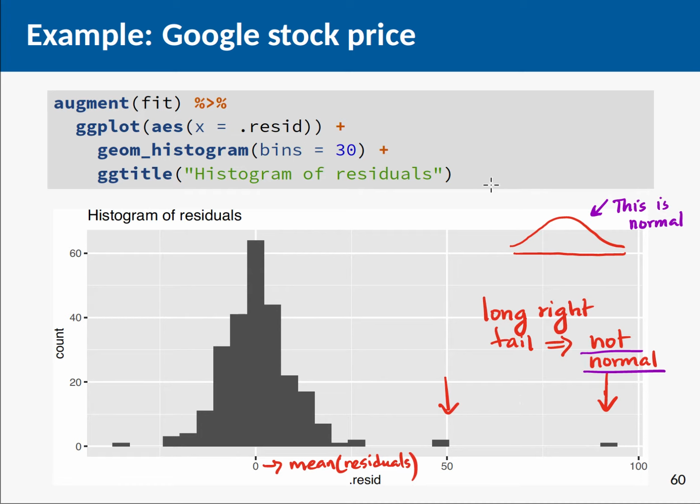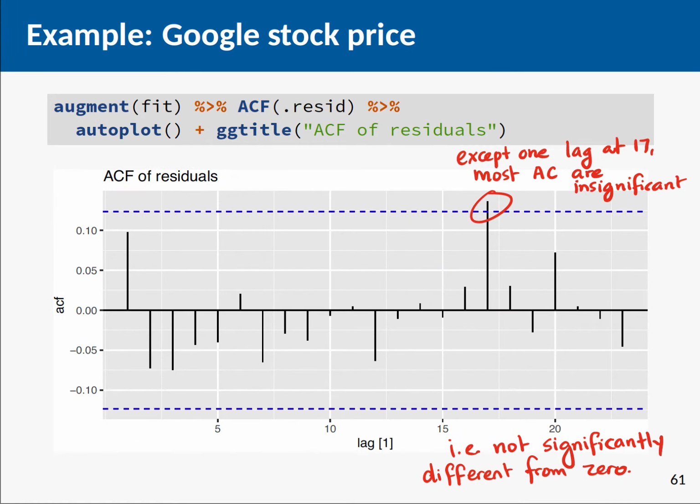So if we look back at the properties that we want, our errors to be normally distributed. A normal distribution would look like this. But in this case, we're seeing that there is a long right tail that tells us that even though the mean of the residuals is 0, the distribution itself is not normal. And this is very particular of financial data.